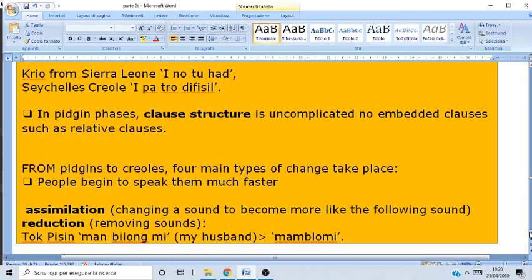What happens in the passage from a Pidgin to a Creole? And by the way, if I'm going too fast or too slow, just send me a comment and I'll fix that. But anyway, going from Pidgins to Creoles, there are four phenomena that take place when you go from a contact language like a Pidgin to a language that has native speakers, like Creoles.